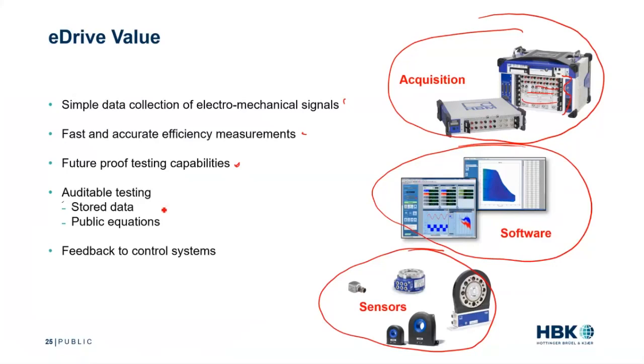We offer auditable testing. We store all the data. We have public equations, and we can export that data to pick your favorite software package. Or you can read our data into any HBK package. We make our equations public and editable so that you can know exactly how things are being calculated. And then we offer feedback control systems for doing things like hardware in the loop, for doing things like simulation, human in the loop testing, or just an automated test stand.